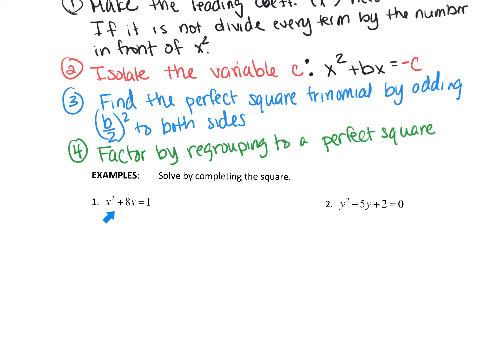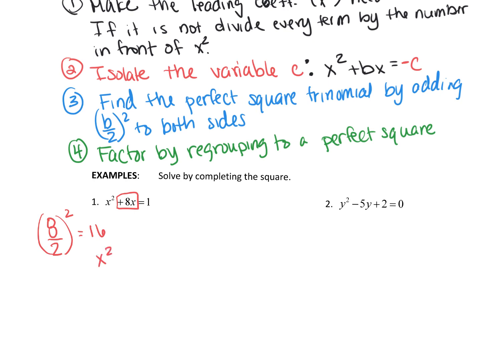If we look at number 1, notice that I already have the c on this side by itself, and it's x squared plus bx. So the first thing I'm going to do is focus on the bx part, and I need to find the number that is the half of that square. So I'm going to do 8 divided by 2, and I'm going to square that. 8 divided by 2 is 4. 4 squared is 16.